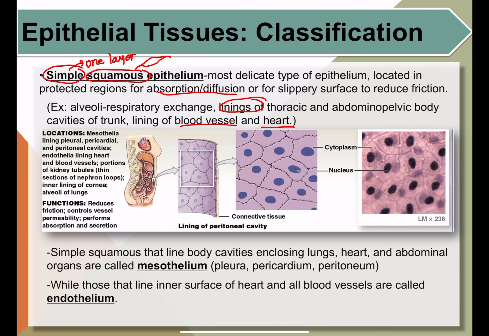A general term for epithelial tissues that line body cavities is mesothelium. Remember those pleura, pericardium, and peritoneum we talked about in chapter 1? They're generally referred to as the mesothelium, while those that line the inner surface of blood vessels or the heart are called endothelium. Remember what I talked about in terms of prefixes: endo means inner. So if you see endo as a prefix, it means something that lines the inner layer of an organ or tissue.